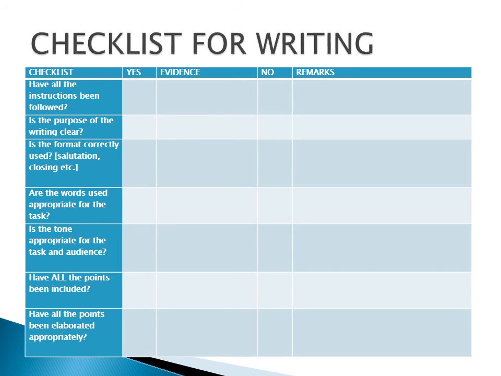And then, have all the points been included? All the points means the 3 paragraphs, what are the requirements of the 3 paragraphs? Have all those 3 points been included? And then have all the points been elaborated, means I said 3 points means 3 paragraphs, not 3 sentences. So elaboration is required. Details are to be entered according to it.